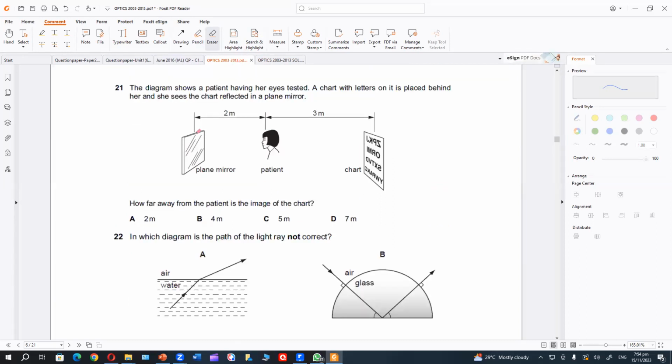The diagram shows a patient having her eyes tested. A chart with letters on it is placed behind her, and she sees the chart reflected in a plane mirror. Remember, light travels some distance before reaching the eye. Light is coming from behind, and the distance light travels will be the distance you see in the mirror. So now you have to read this question and answer it. Now try this question.